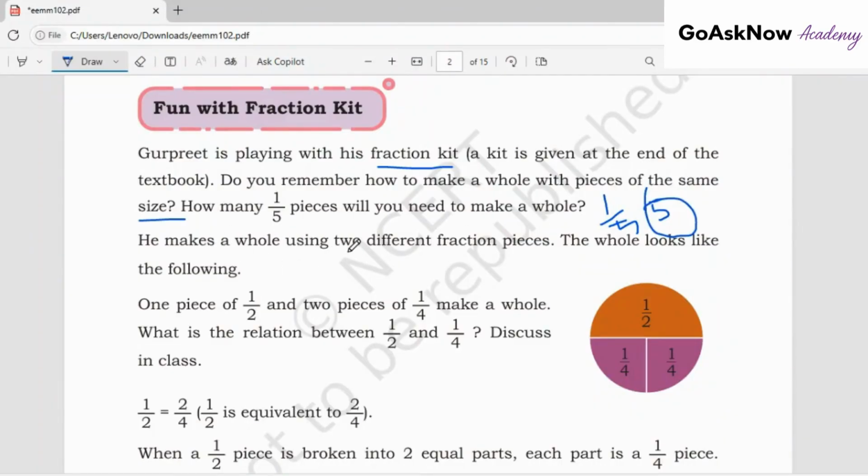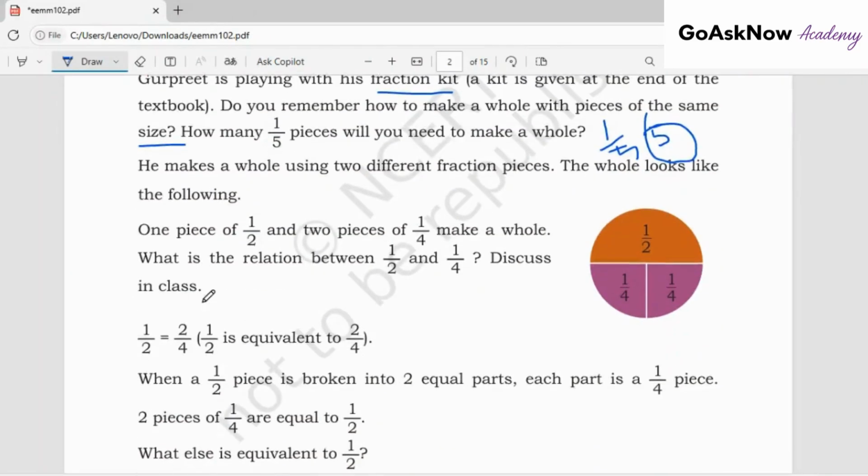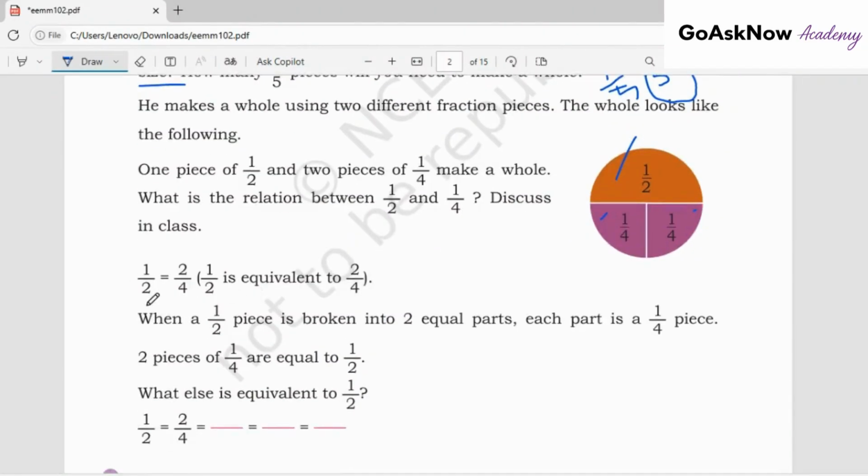He makes a whole using two different fraction pieces. The whole looks like the following. One of the pieces is 1 by 2, and the other two pieces of 1 by 4 make a whole. 1 by 4, 1 by 4. What is the relationship between 1 by 2 and 1 by 4? Discuss in the class. 1 by 2 is equal to 2 by 4, check this.